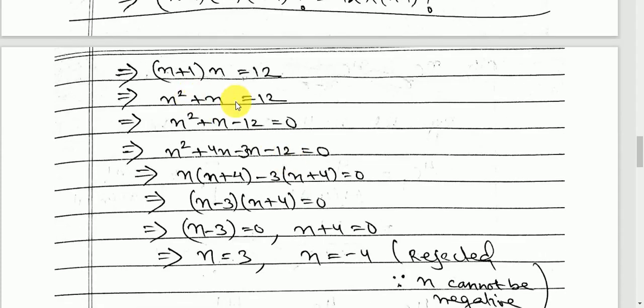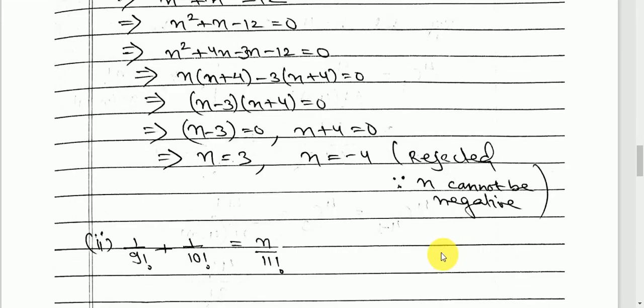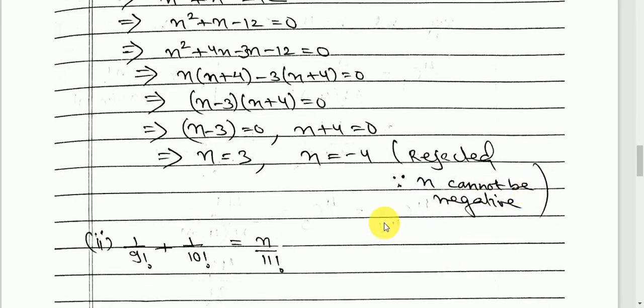Now simplify it. You'll get a quadratic equation n square plus n minus 12 equal to 0. Then do the factorization. You get n minus 3 into n plus 4 equal to 0. So n minus 3 is equal to 0 and n plus 4 equal to 0. Then you get n equal to 3 and n equal to minus 4. We can take the positive, we cannot take the negative, because factorial is defined for only positive integers. So minus 4 is rejected, since n cannot be negative.